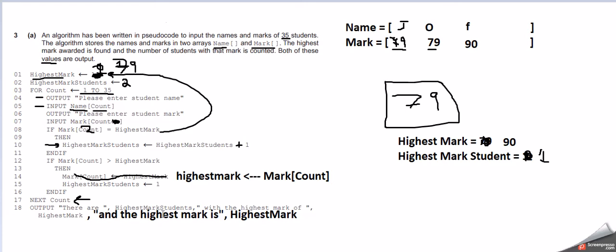But it's only outputting this variable here, highest marked students. Well, actually, that's a booby on my end. I didn't see this bit. So that bit is actually right. It does say it here. My bad.